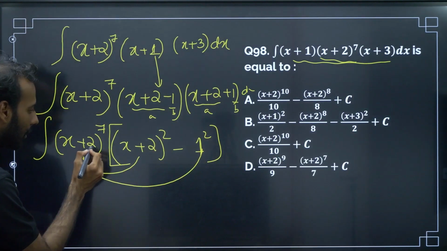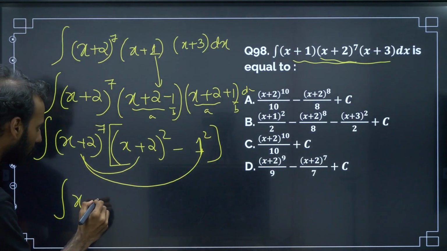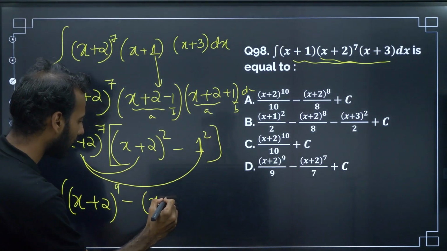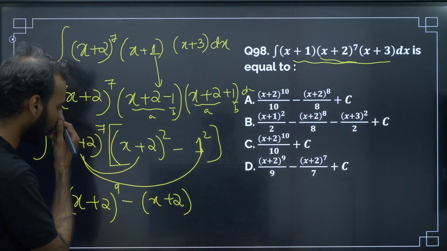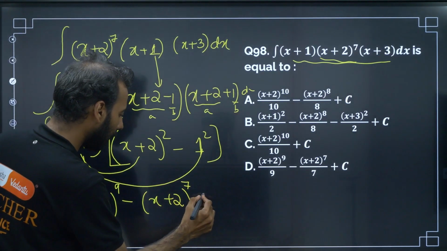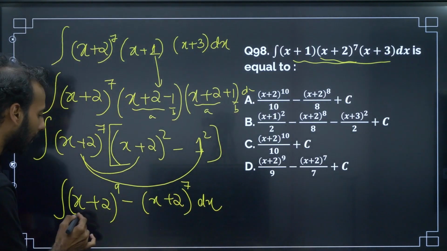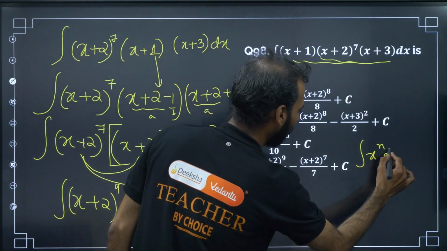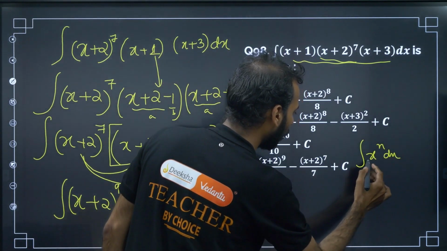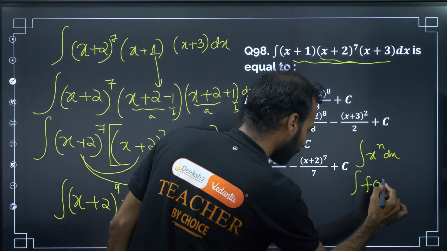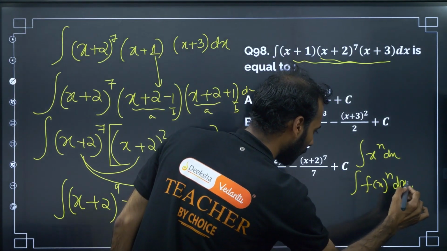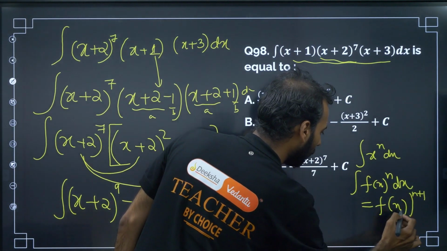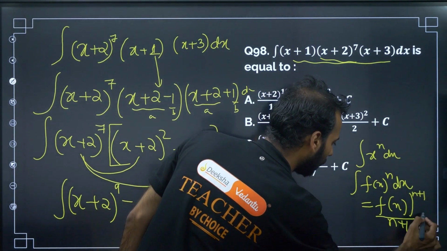Now you multiply this term and this term, so this becomes x plus 2 power 9 minus x plus 2 power 7 dx, keeping it as it is. So we have to integrate this. Try to recall: integral of f of x power n dx, it need not be x power n, it can be f of x power n, is equal to f of x power n plus 1 by n plus 1 plus c.